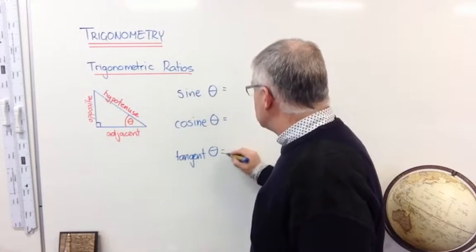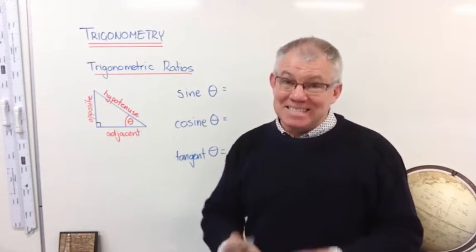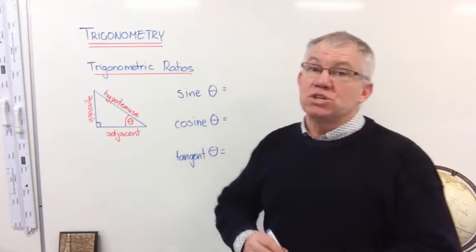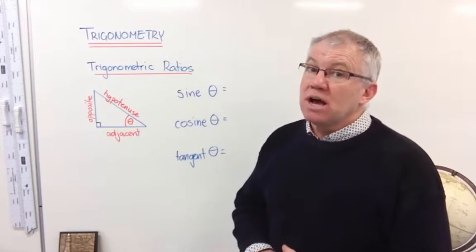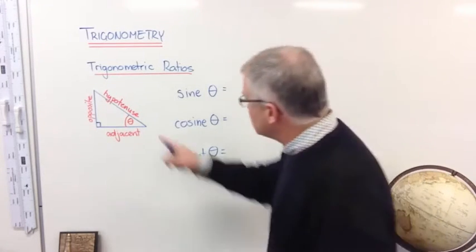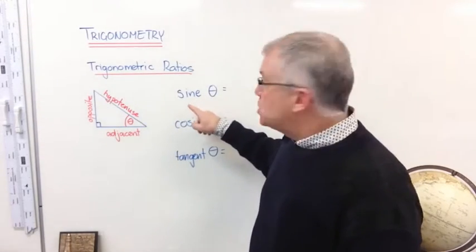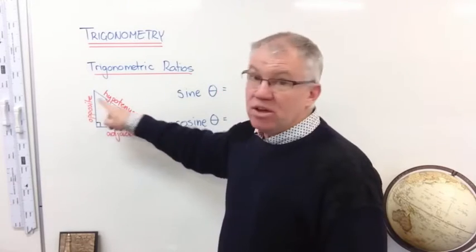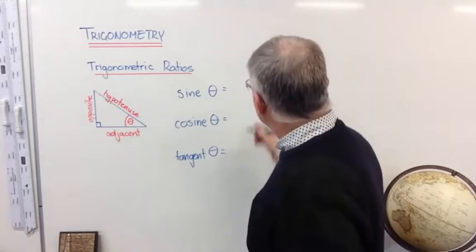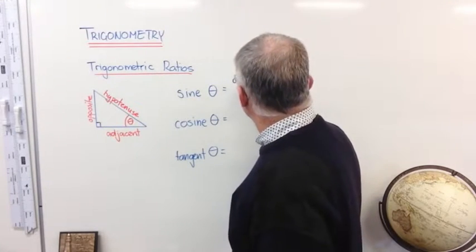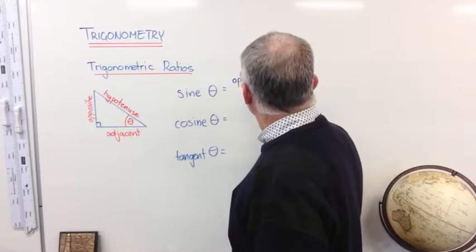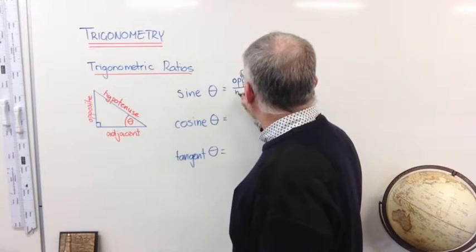So what we now need to do is define exactly which sides we'll use to compare to one another with respect to that angle. The sine ratio is the ratio of the opposite side over the hypotenuse. So we'll just write that's opposite over hypotenuse.